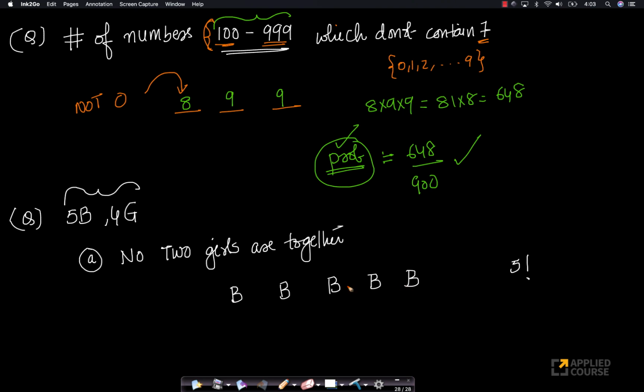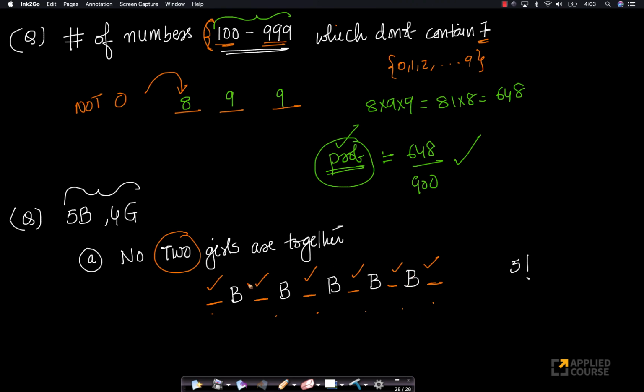Now, once I have placed 5 boys, since no 2 girls should be together, I can place girls in these locations. Imagine if I place a girl here, another girl here, another girl. See, if I limit myself to placing girls only in these blanks, and in each blank, I'll only place exactly 1 girl, then no 2 girls will be seated next to each other, right? Now, how many positions do I have here? 1, 2, 3, 4, 5, 6.